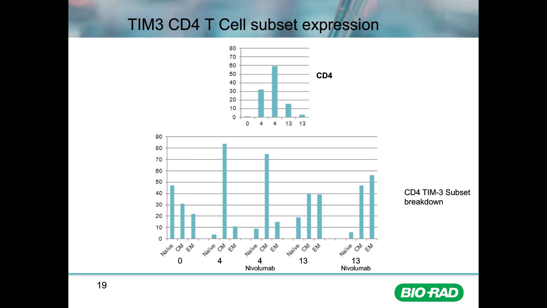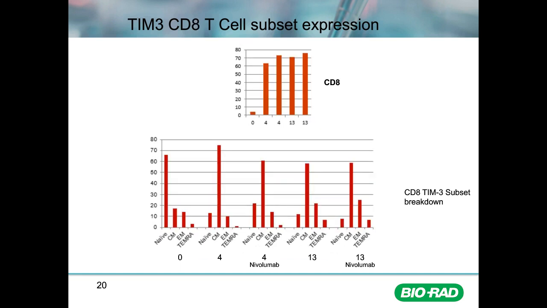TIM-3 expression in CD8 T cells increases by day 4 and is maintained through day 13. Treatment with the PD-1 inhibitor slightly increased the frequency of TIM-3 positive cells within the CD8 T cell compartment. Prior to stimulation, naive cells account for the majority of TIM-3 positive cells, whereas central memory cells account for the majority of TIM-3 positive cells following stimulation, regardless of the presence or absence of the PD-1 inhibitor.